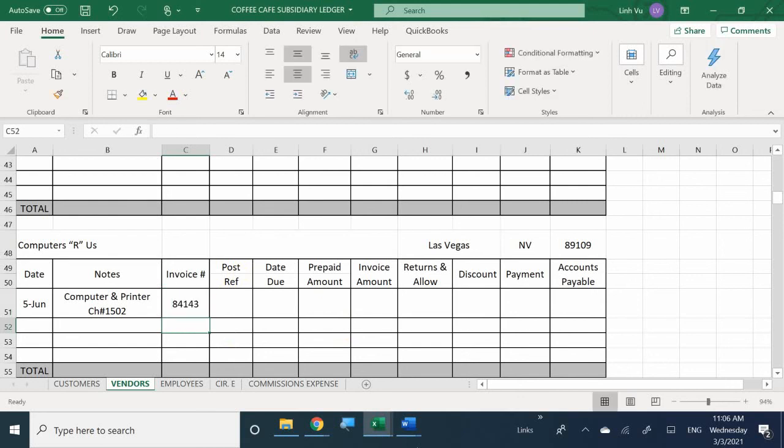84143. Okay? For any reason I have an issue with the computer or I have an issue with the printer, I can go back with this receipt and get a refund or get a replacement or whatever I need to do for it, okay? So that's why it's so important that you keep track of your records and you keep your receipts, okay? So in this case, post reference is going to be same thing, general journal number 1.